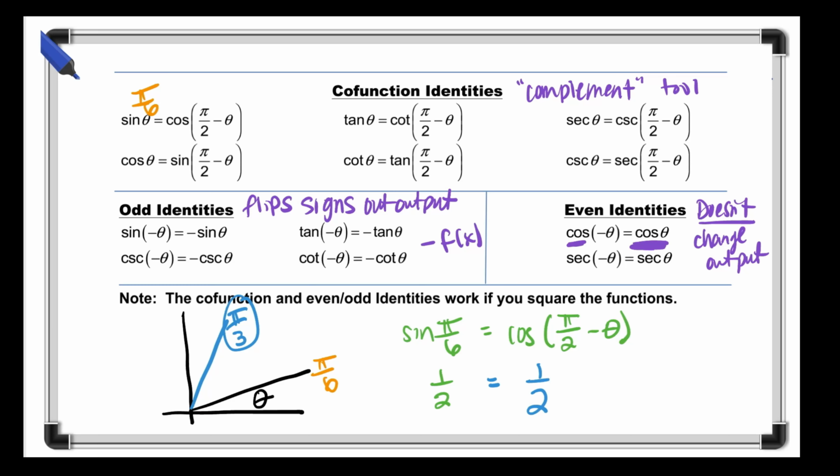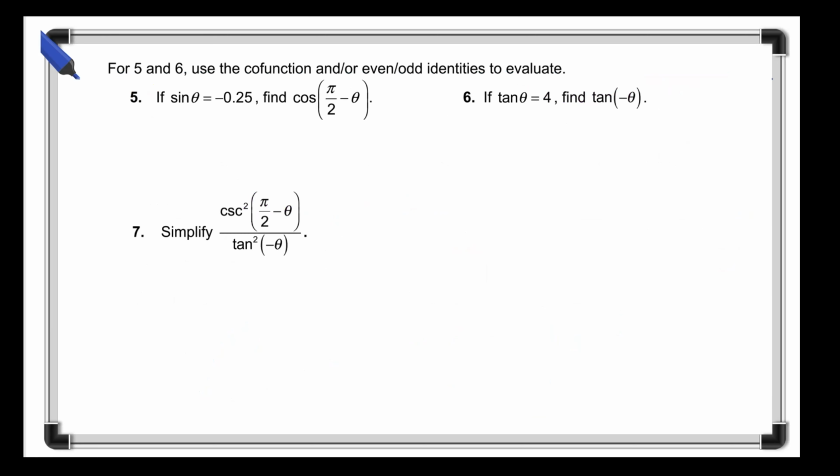Okay, so now let's look at a couple examples of co-function identities as well as even and odd identities. For question number 5, what I want you to think about is one of the co-function identities. The one you're going to look at says sine of theta equals cosine of pi over 2 minus theta. So if my sine of theta is negative 0.25, the cosine of the complementary angle also has to equal negative 0.25.